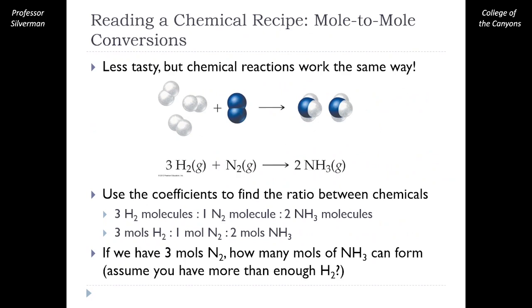Getting back to chemistry, it's less tasty, but our chemical reactions behave the exact same way. Our coefficients in our balanced reaction are exactly telling us those relative amounts. For every 3 of these hydrogen molecules, we need 1 of our nitrogen molecules. Or for every 3 of our hydrogens, we get to create 2 of our ammonias.